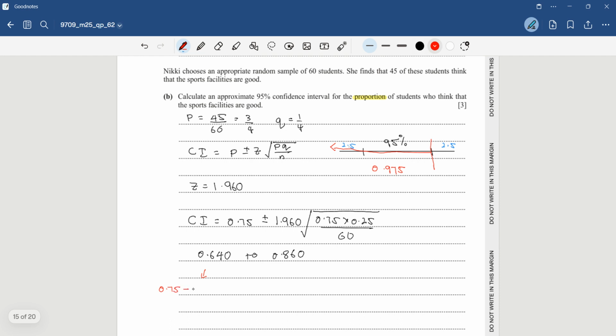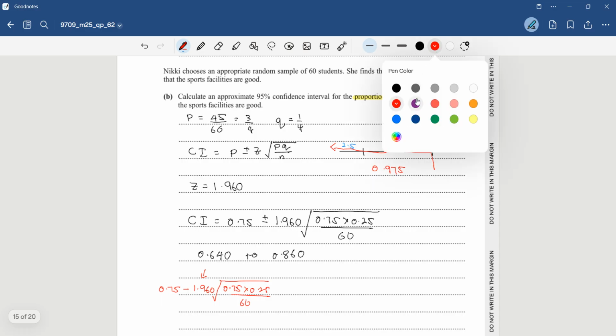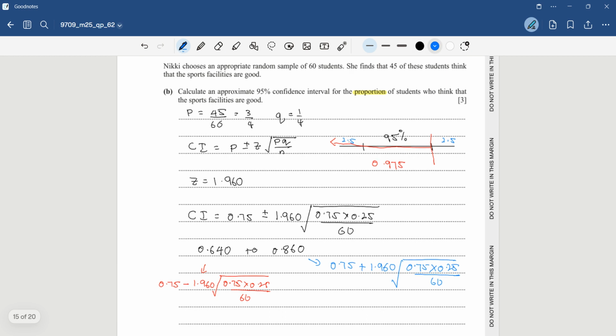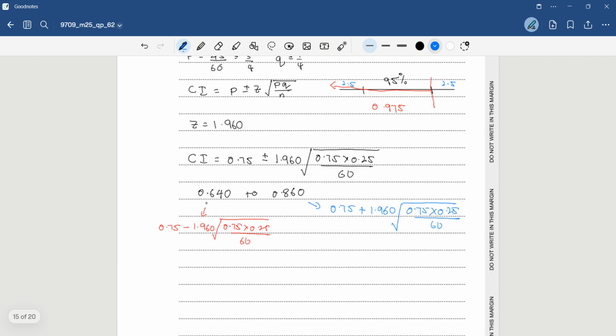Okay, so how I get this is actually 0.75 minus 1.960 times the square root of 0.75 times 0.25 over 60, and for this one it will be 0.75 plus 1.960 times the square root of 0.75 times 0.25 over 60. Okay, so this will be the confidence interval.